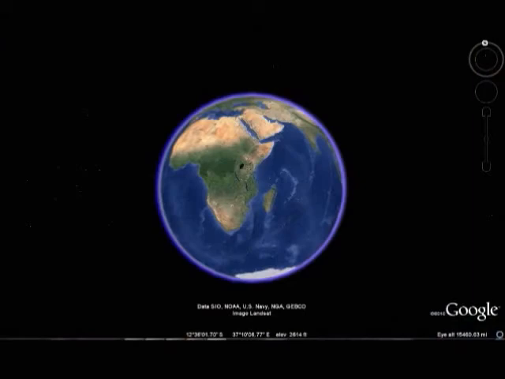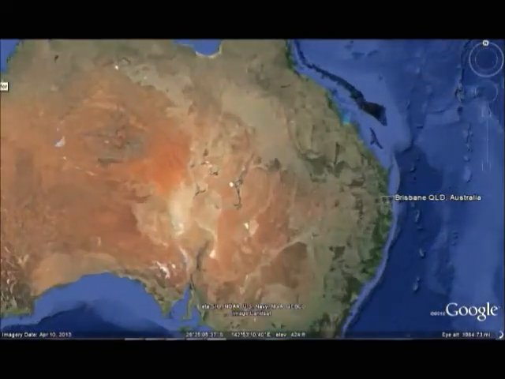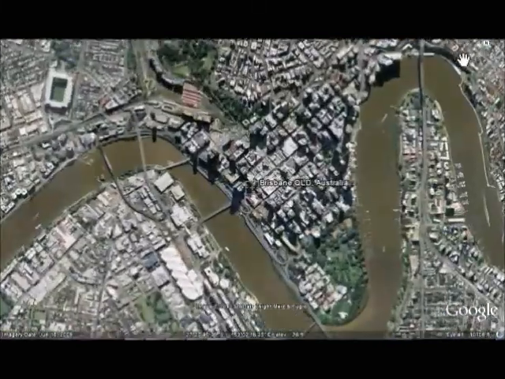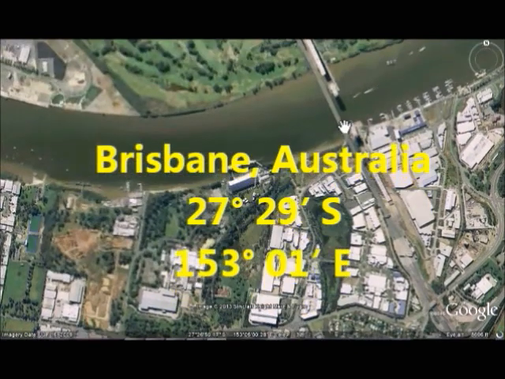And boom goes the dynamite. Brisbane, Australia is 27 degrees south of the equator, and Zoe's going to tell us what life is like 27 degrees south of the equator.